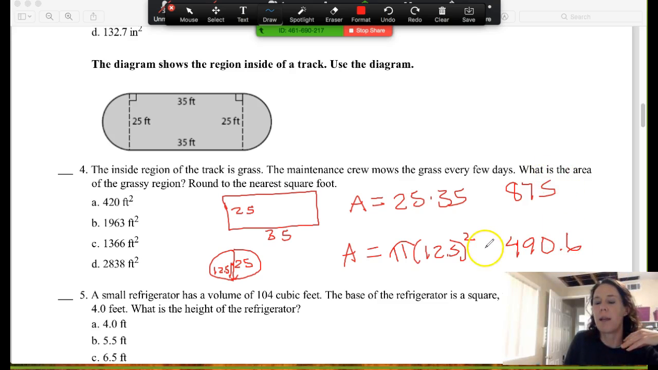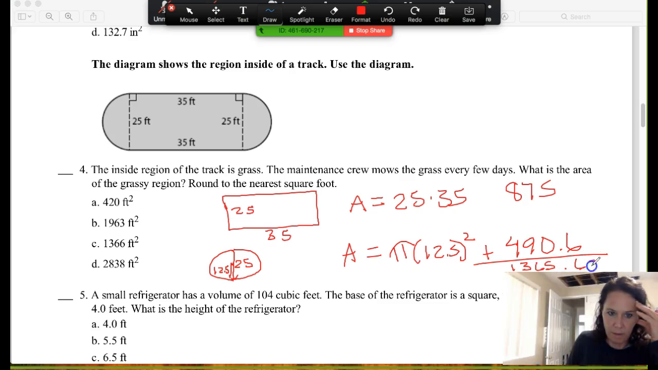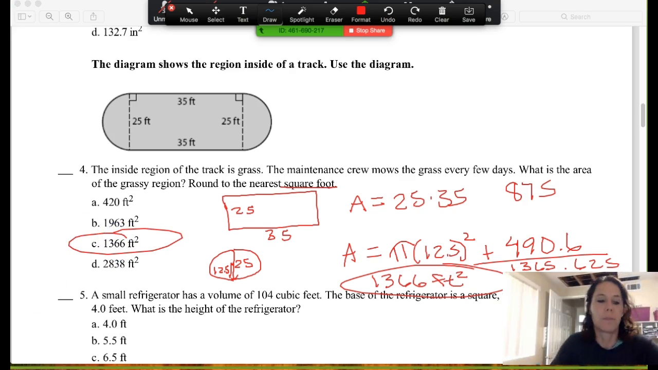And then let's go ahead and add these two together. 875 plus 490. And you're going to get approximately 1365.625. And if you round this to the nearest foot, that's a 6, so you're going to round that up to 1366, and it will be feet squared, its area, and that's C.